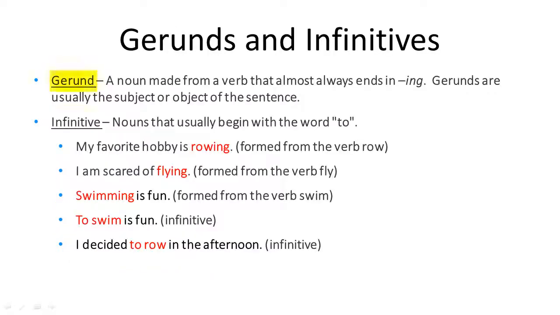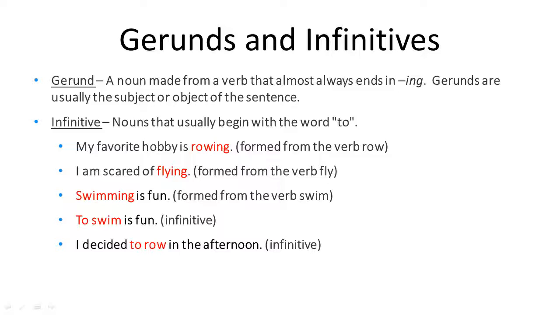Now, gerunds are a noun made from a verb that almost always end in ing. That is the key. They end in ing. And then this is the other key. Gerunds are usually the subject or object of the sentence.